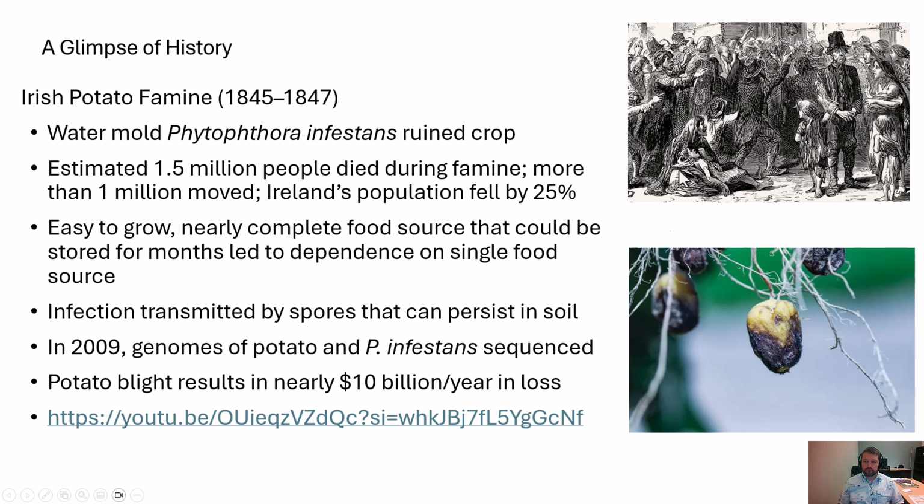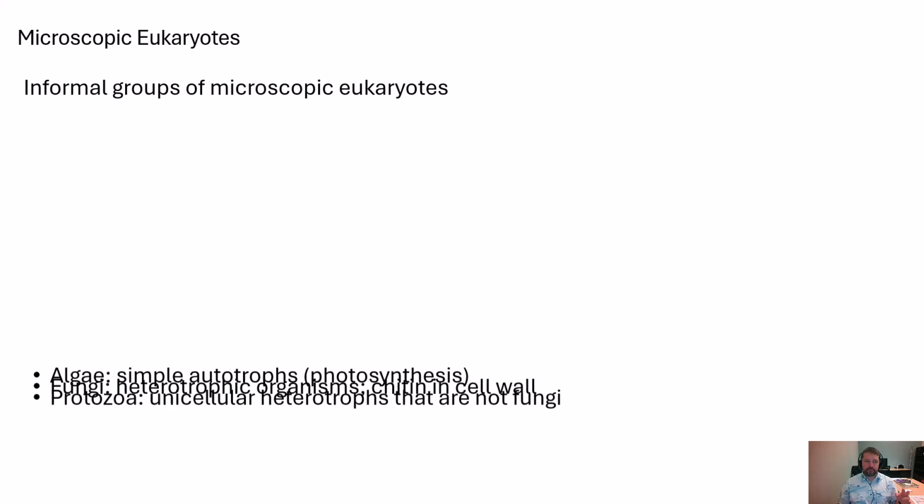Okay, so we'll look at this from a perspective of how do the fungi do it, like how do they persist, how do they come about. Okay, and so we've talked about this before a while back, that eukaryotic microbes kind of fall into four main groups.